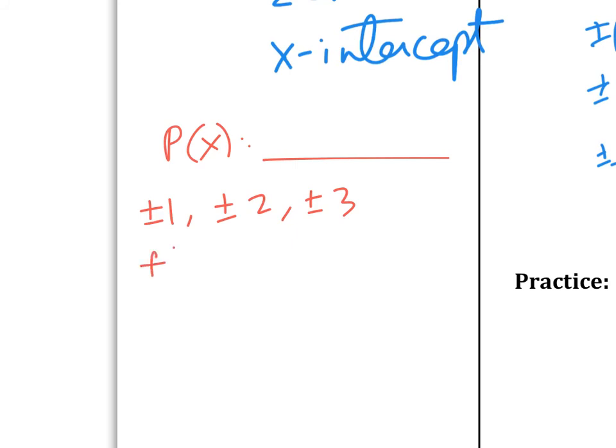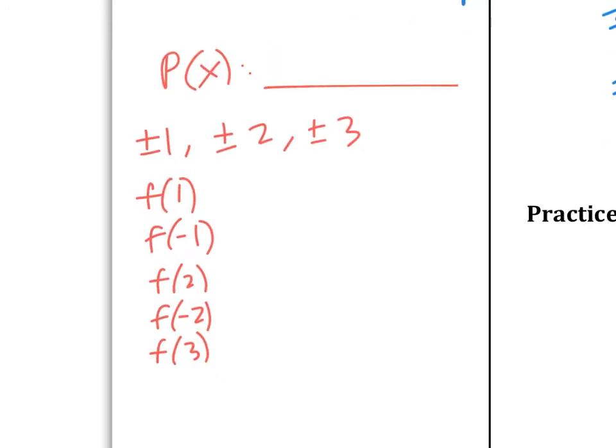You can put f of 1, f of negative 1, f of 2, f of negative 2, f of 3, f of negative 3. And you're just checking to see which one's going to give you 0. Okay, and then the ones that say this is 0, this is 0, then you're good. And then you finish your homework. Yeah, eventually you have to do it my way. But for now, you can do it this way.